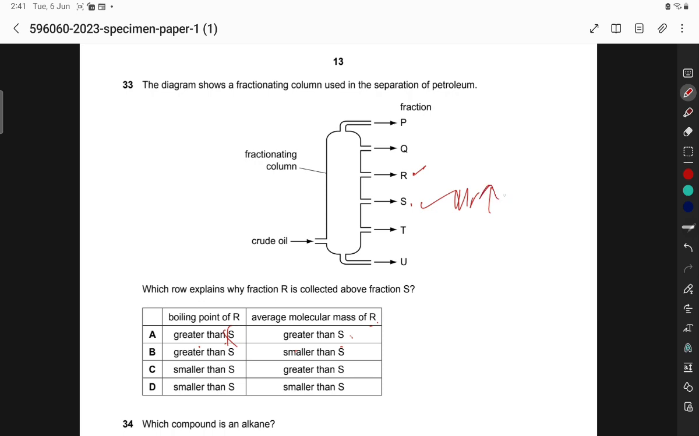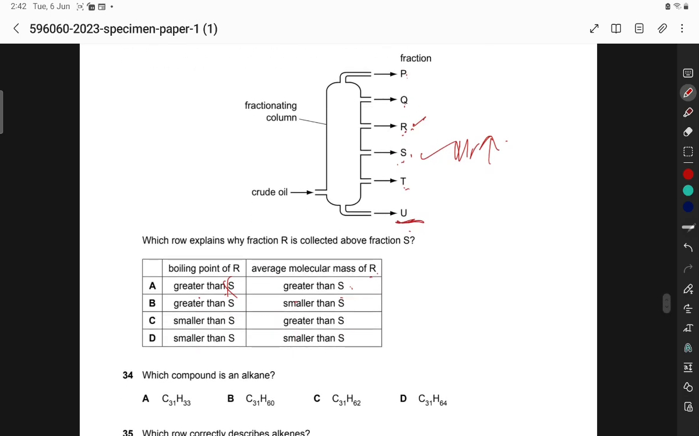MR is more, and so is boiling point, because the fraction with lower boiling point distills over at the top and gradually the higher boiling point fractions at the bottom. So P has lower boiling point than Q, Q has lower boiling point than R, and R has lower boiling point than S, and T and U. Similarly, MR of U is more than T, T has more than S, and S has more MR than R, and Q and then P.